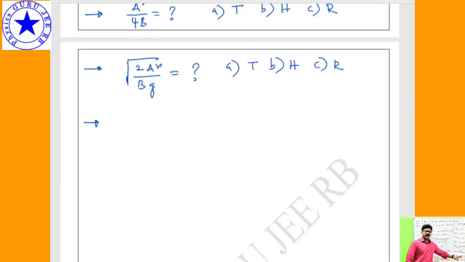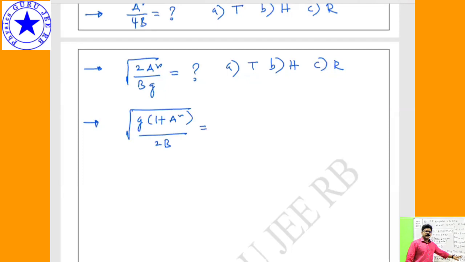Next one, if I take t equal to under root of 2a square divided by b into g. As usual, find the value. Same thing: t, b is nothing but h, and c is nothing but r. Next, under root of g into 1 plus a square divided by 2b, right? 1 plus a square divided by 2b.